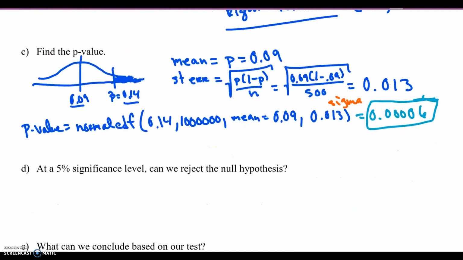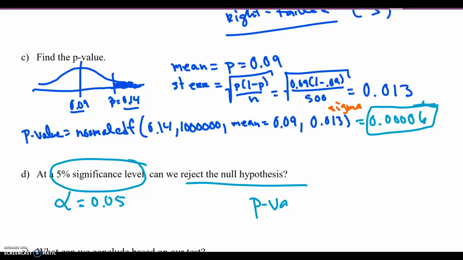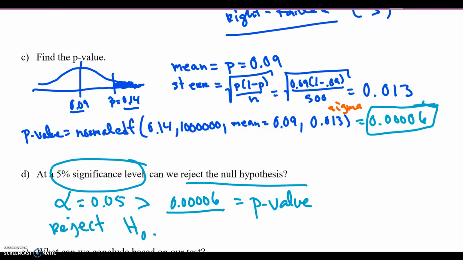Okay, so at a 5% significance level, so this is actually my alpha, my alpha is 0.05. Can we reject the null hypothesis? Well, I know what my p-value is. My p-value is 0.00006. In this case, my p-value is low, so we can reject H0. We can reject our null hypothesis because our p-value is very, very low.